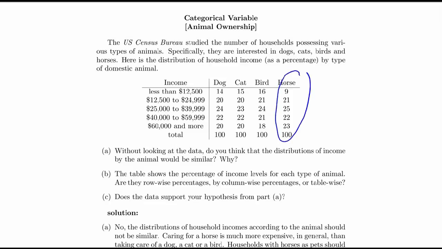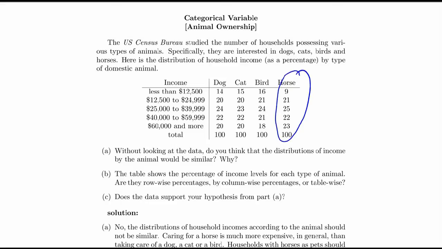So for example, if we look at the column for horse, so according to all households that have a horse, here we have the distribution for the income. So these are conditional distributions. And in part A, what we want is, without looking at the data, do you think that distribution of income by animal would be similar?